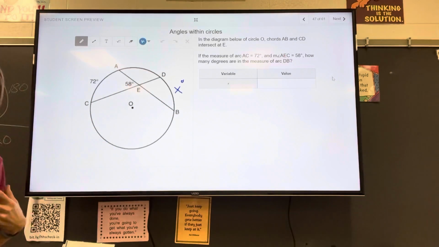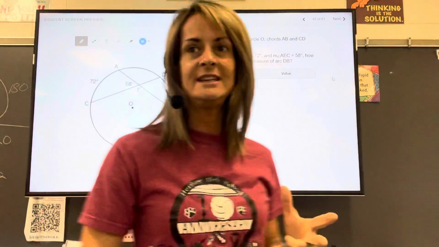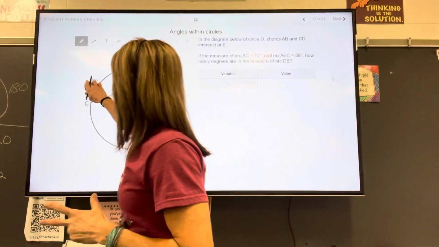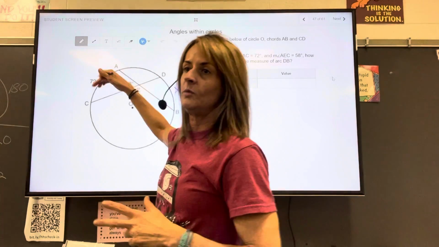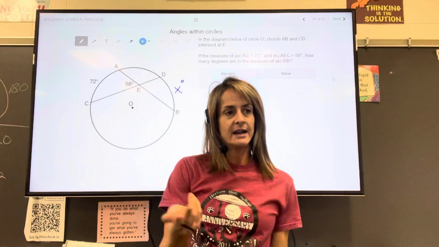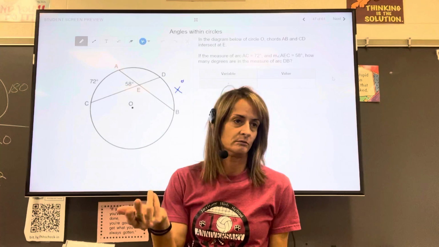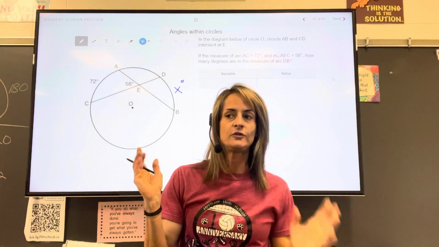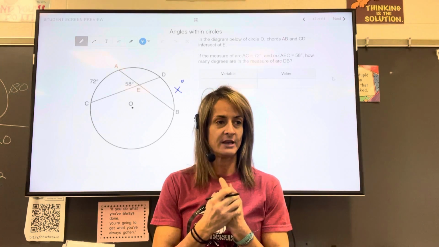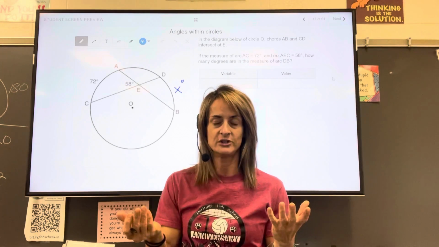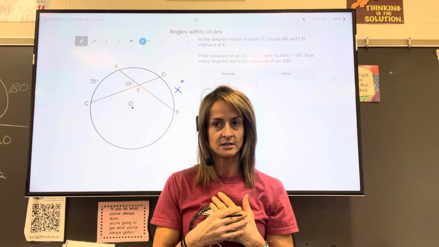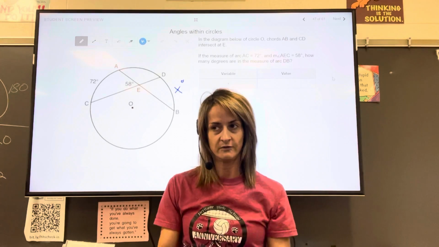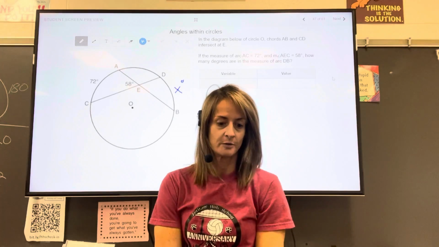As we learned in the video last night, we need to average. The average of these two arcs is the measure of this angle. When we average two numbers, we add them up and divide by 2. So for example, if we need to average 5 and 3, we add 5 plus 3 and get 8, and then we divide by 2 and get 4. So the average of 5 and 3 is 4.